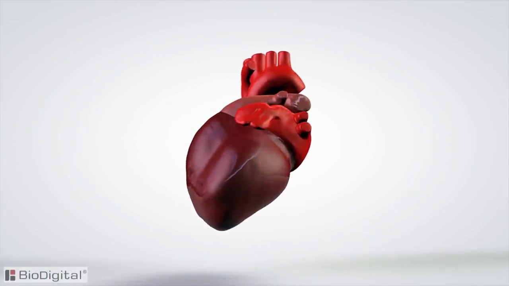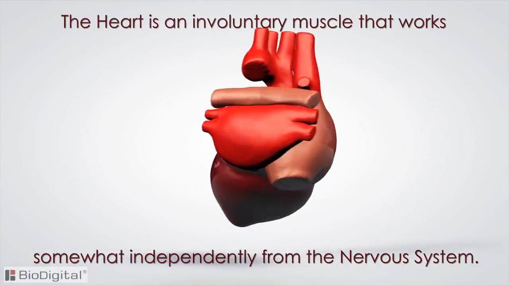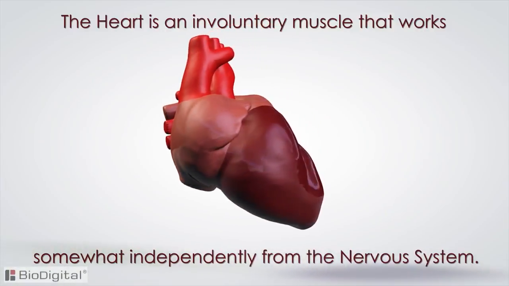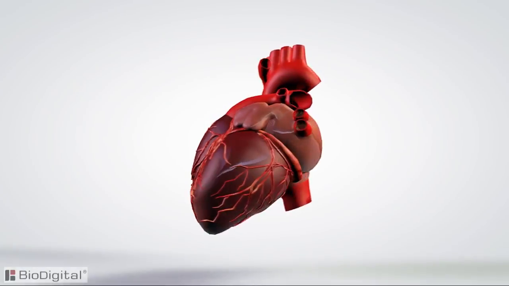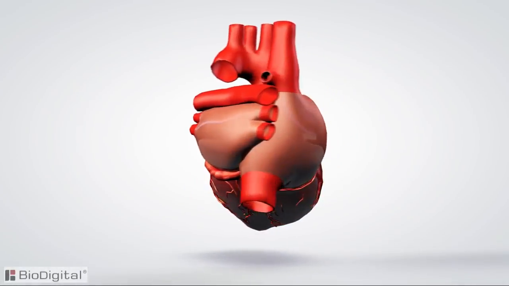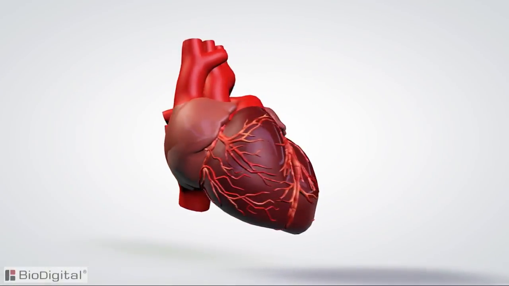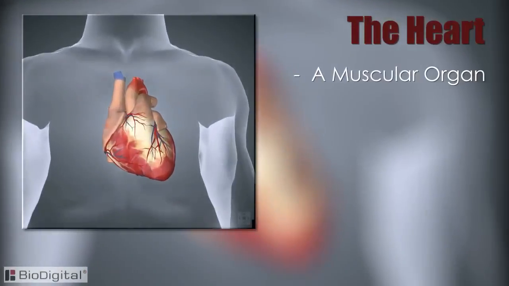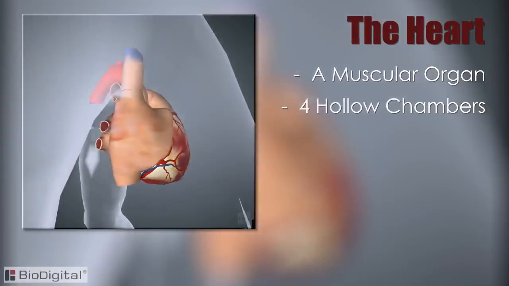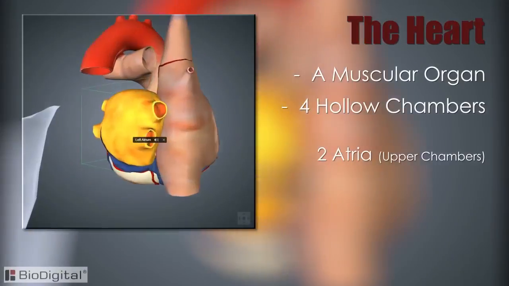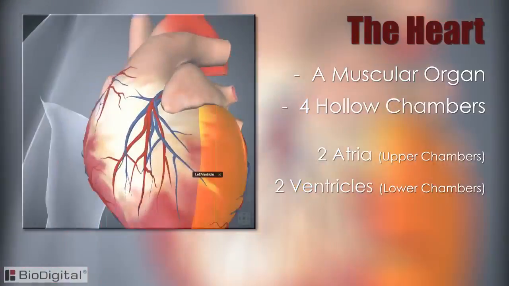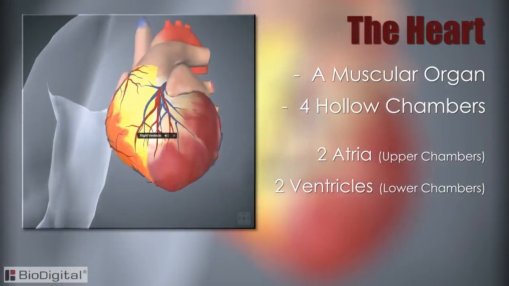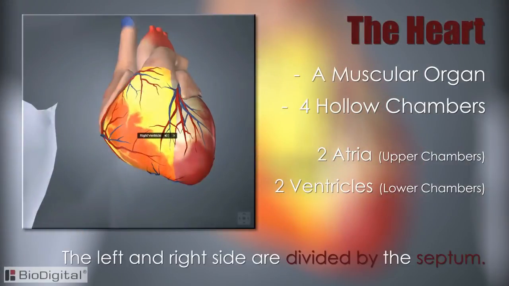As mentioned in a muscular system video, the heart is an involuntary muscle that works somewhat independently from the nervous system. This will be explained in more detail later, but for now, let's take a look at what makes up the heart. The heart is a muscular organ with 4 hollow chambers. It consists of 2 atria, which are the upper chambers, and 2 ventricles, which are the lower chambers. The left and right sides of the heart are divided by the septum.